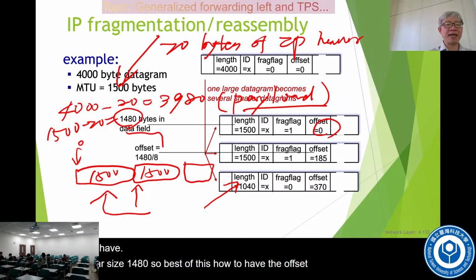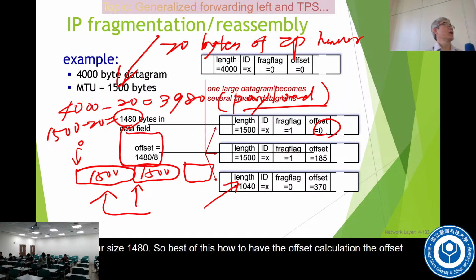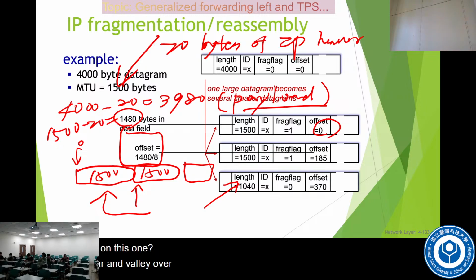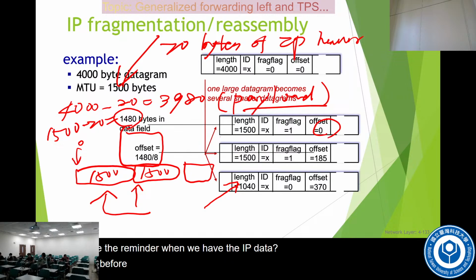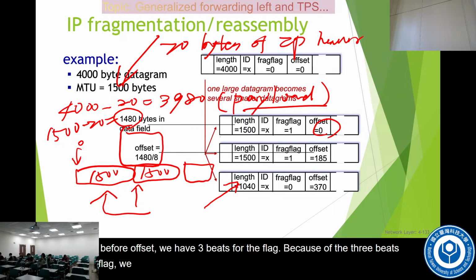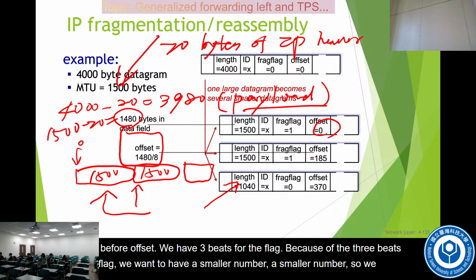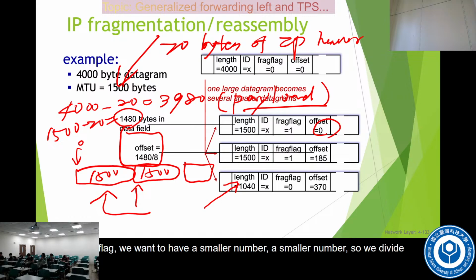The offset is based on the current value over 8. Why 8? Let me remind you of the IP datagram. Before the offset, we have 3 bits for the flag. Because of the 3 bits of the flag, we want a smaller number, so we divide by 8. For that reason, we divide by 8.